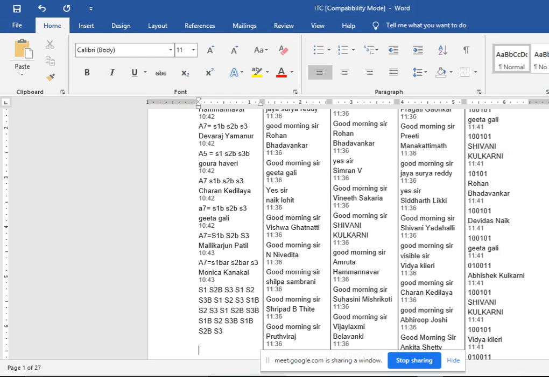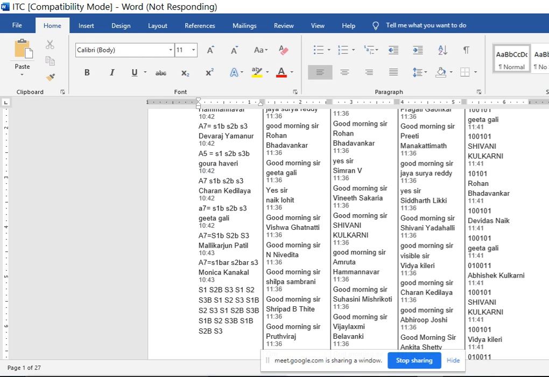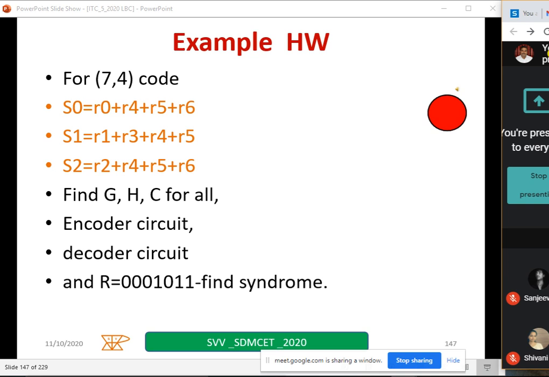Give me a second. Let me copy the chart content to MS Word for my reference in one file. Okay. Let me go to the next slide.